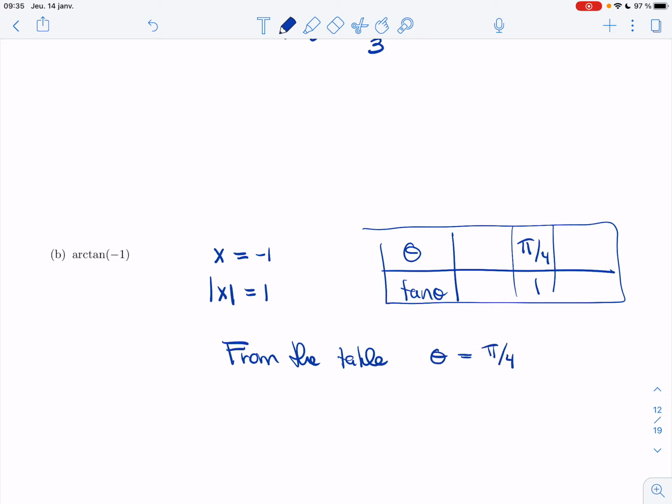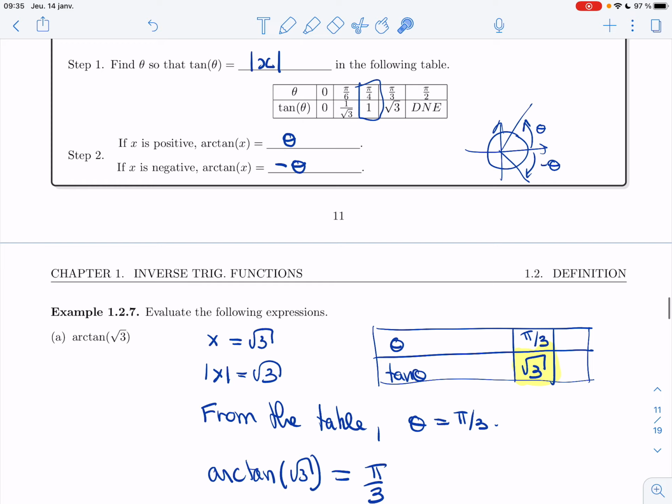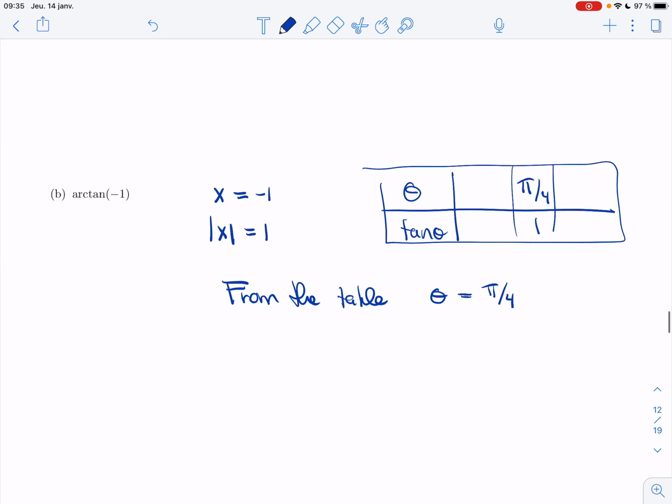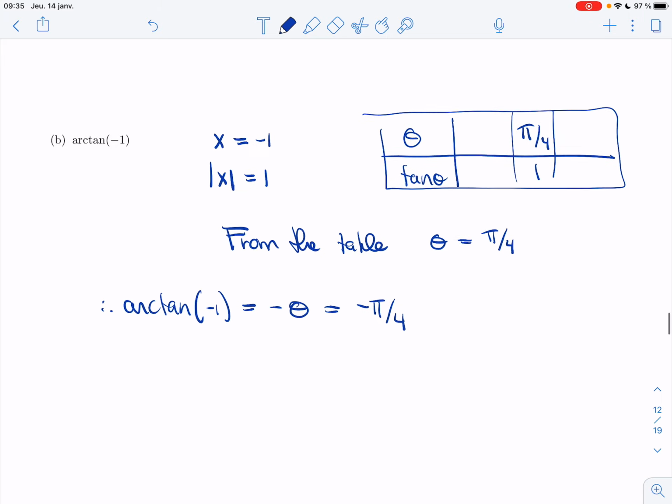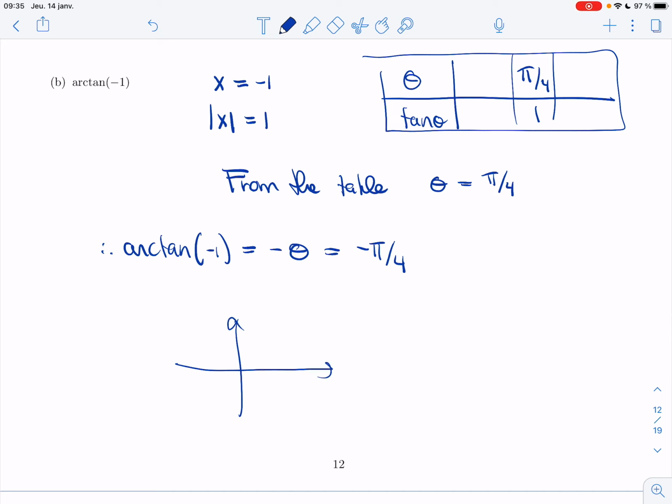All right, and that makes sense to me, right? If you have a slope of 1, the angle is 45 degrees, which is pi on 4. But I wanted a slope of -1, so that's not my answer. If I look back at the method, if x is negative, I need to flip the answer. And so instead of having pi on 4, arctan of -1 would be minus theta, which is minus pi on 4. So if you want a slope of -1, then you use the angle minus pi on 4.